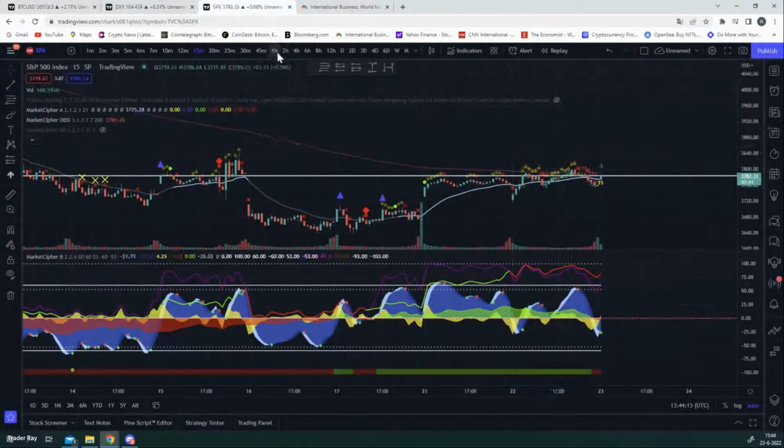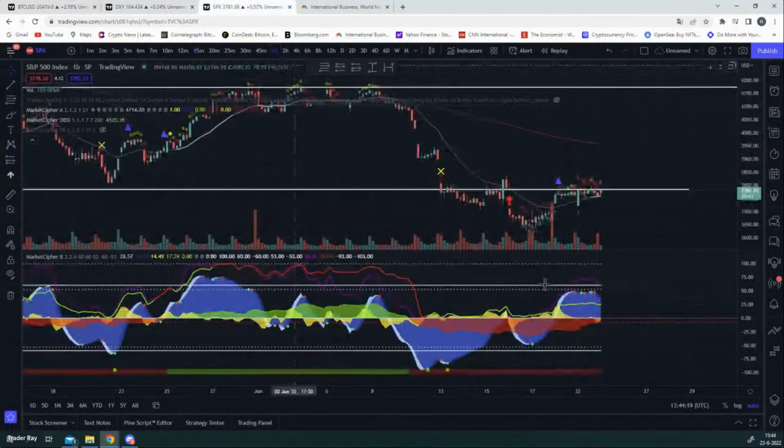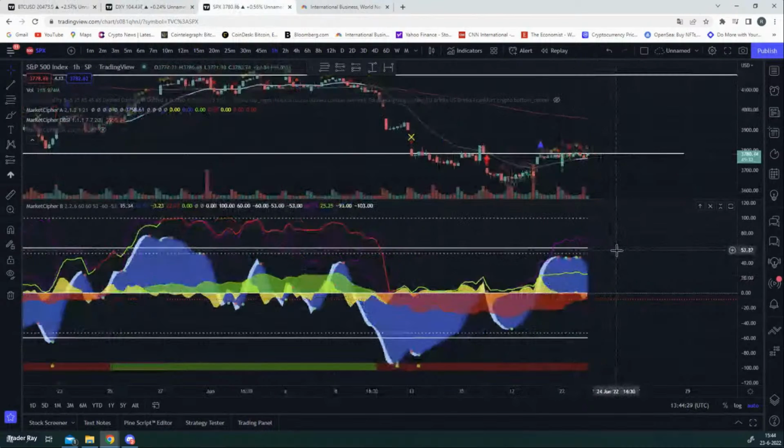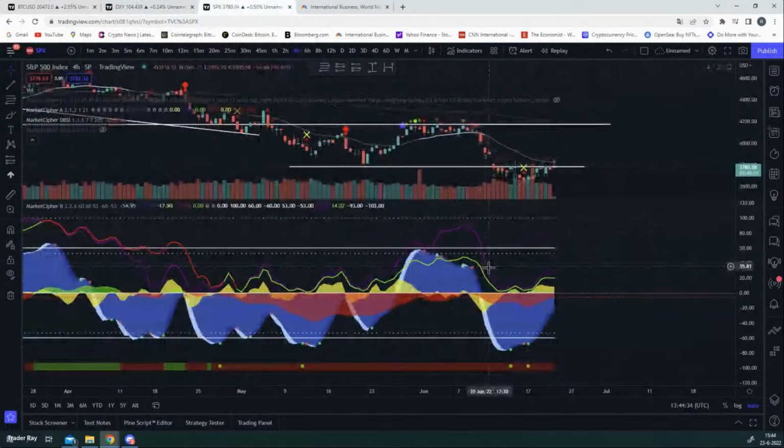Let's look on the bigger time frames. What does the stock market tell us there? The 1 hour maybe wants to roll over, but the money flow is getting higher. VWAP is getting higher. RSIs are very much split. That looks ugly. Let's look at the 4 hourly real quick.